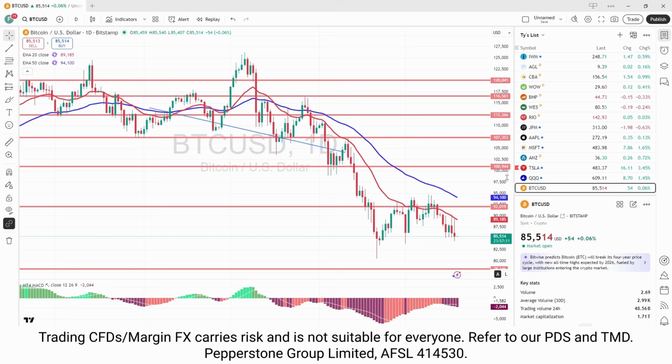Keep an eye on the trades. Yeah, keep your stop losses relatively tight over the next little bit, just due to the volatility around the Christmas New Year break.